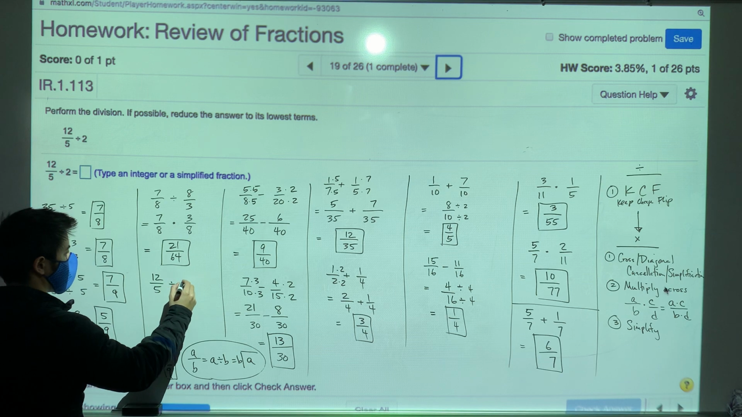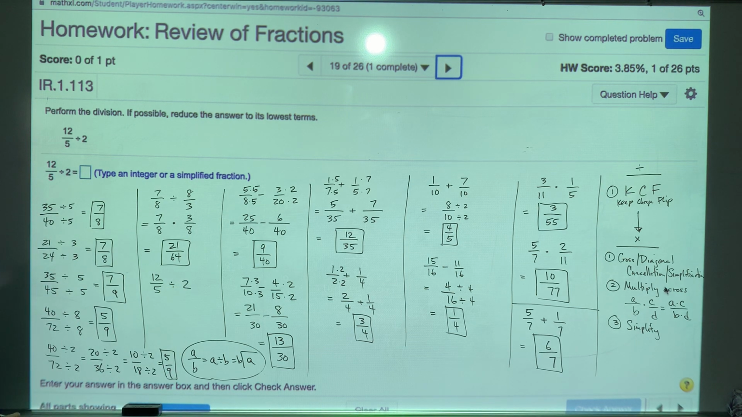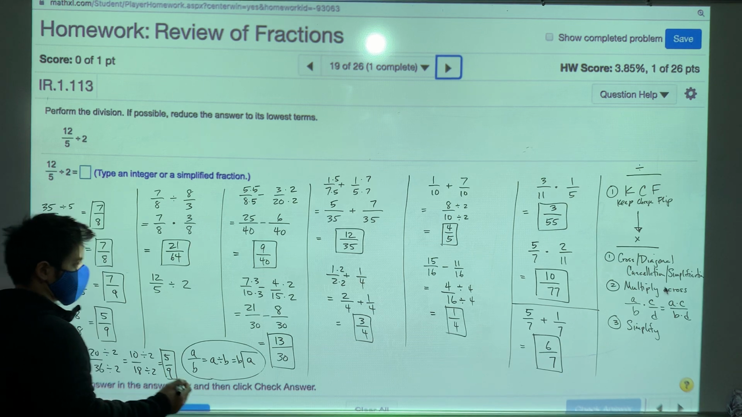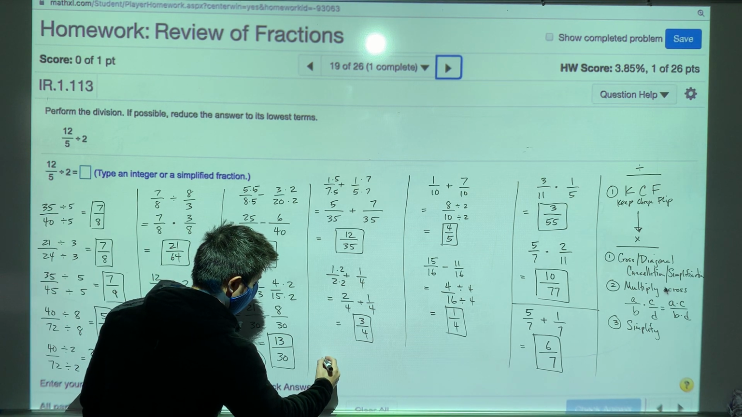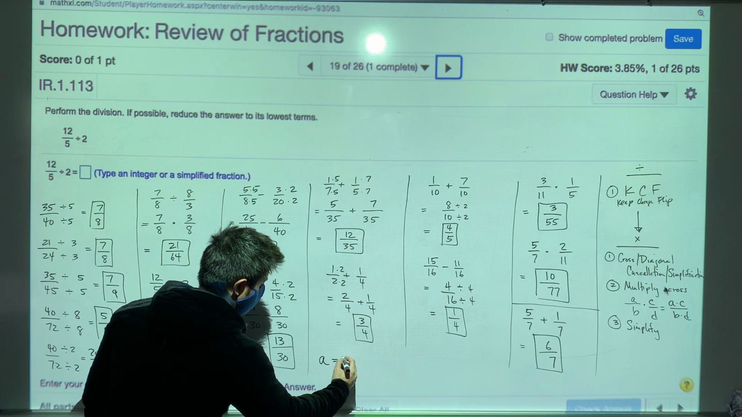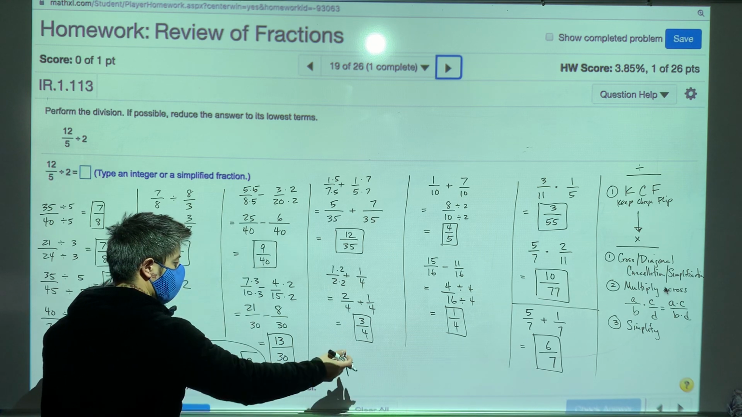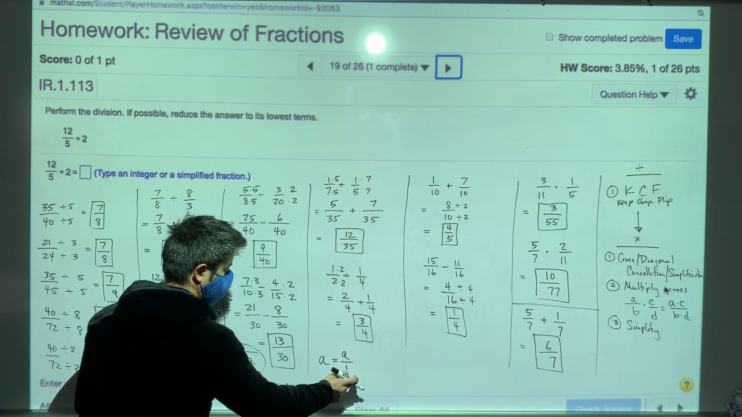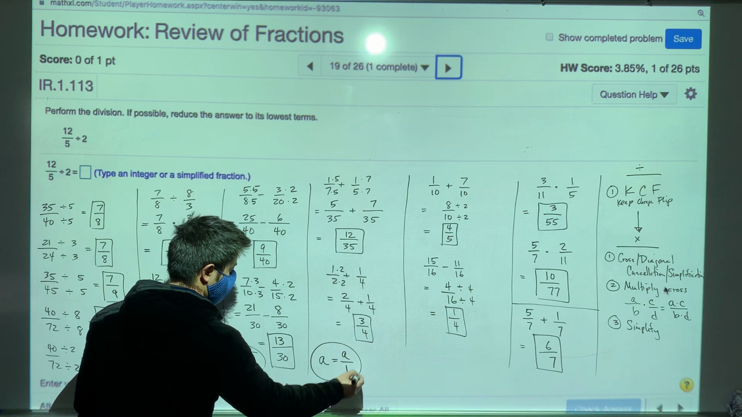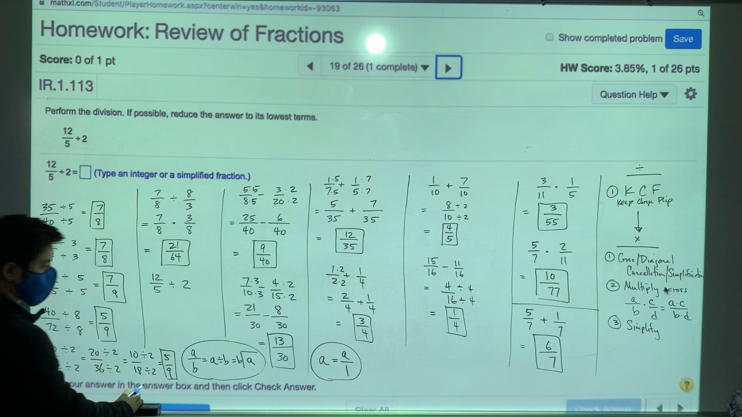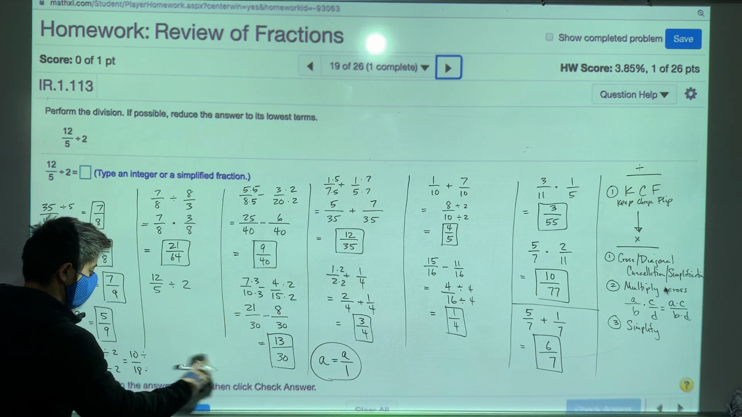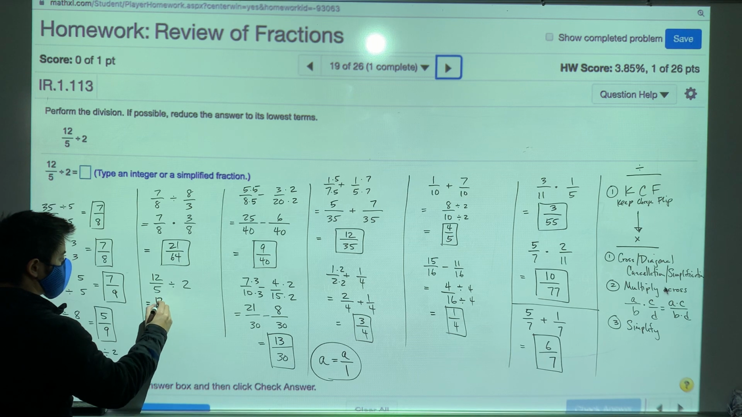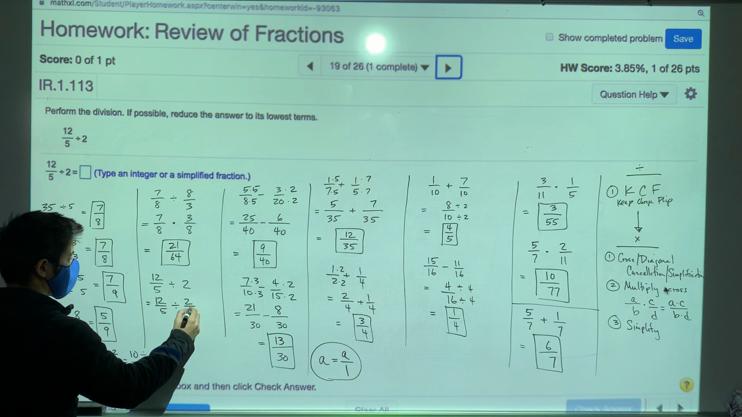12 over 5 divided by 2. All right, so recall we've talked about this. If I have any number, I can write it as anything over 1, or the other way. So if I have some whole number, I can write it as that over 1, or if I have something over 1, I can go backwards and write it without the 1. Remember this little rule. Why do I say that that's important? Because the first thing that we should do here is to rewrite this as 12 over 5 divided by 2 over 1.